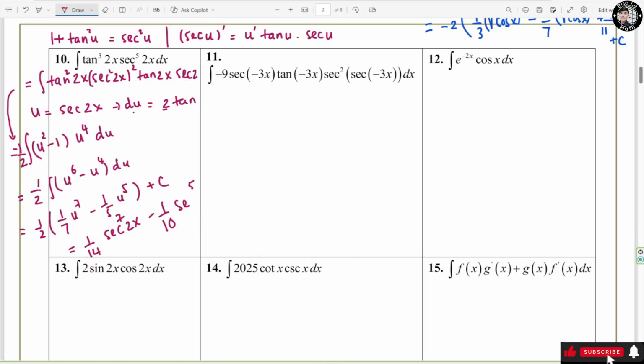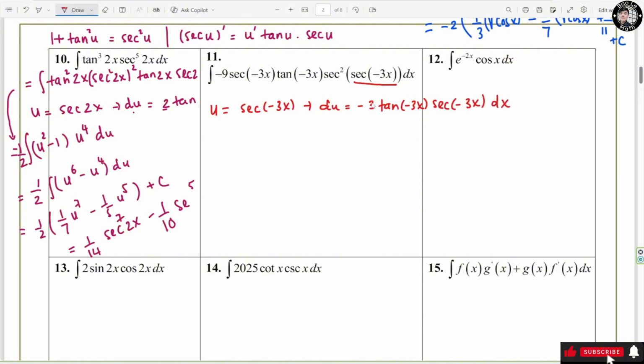Now let's move on to question 11. Question 11 is similar to question 10 but easier. Alright, so we're going to let u be the one inside parentheses right here. So we have u equals secant of negative 3s, right? Then du equals negative 3 tangent negative 3s times secant of negative 3s ds, right?